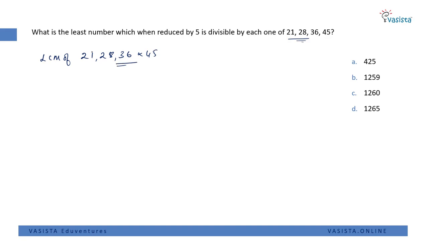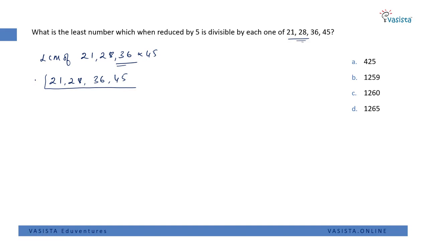So the LCM of this is going to be 21, 28, 36 and 45. Because the question you need to read: what is the least number which when reduced by 5? First we will find out this, then we will add 5 to it. So that is the number. Let us check out here.